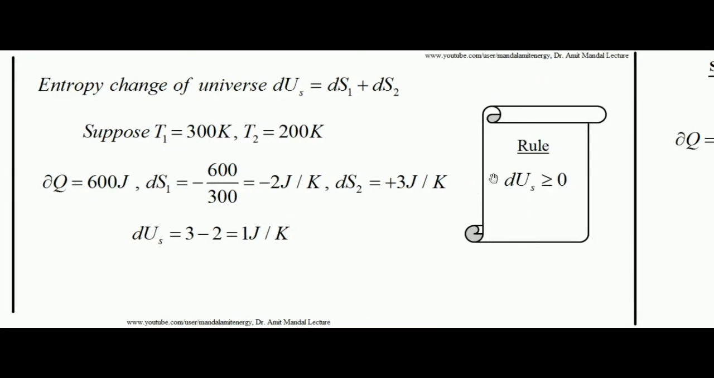Now remember the rule that the entropy change of the universe is always positive. You can see over here that there is a positive outcome. So no heat transfer can take place in a direction such that the entropy of the universe would decrease. This is the rule: dS universe is always greater than or equal to 0.